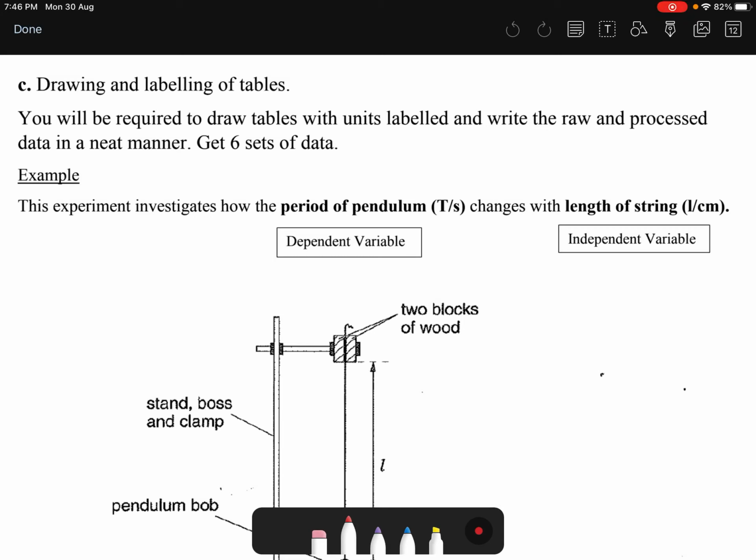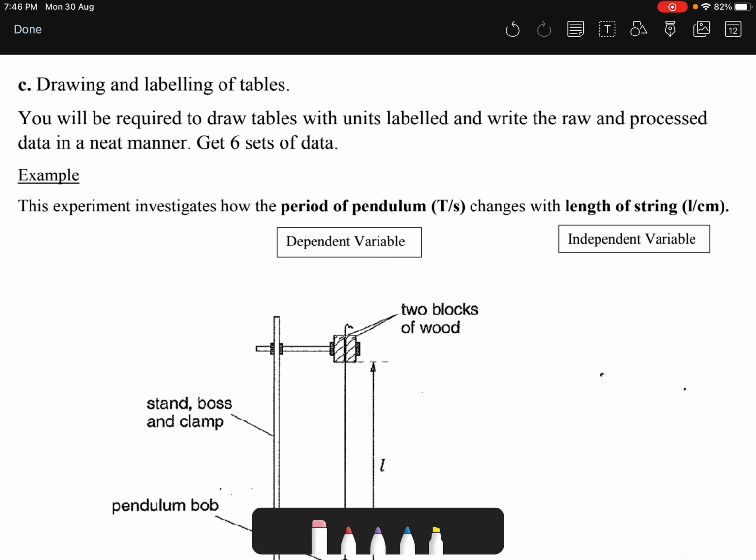Alright, so the third part of this practical component will be drawing and labeling of tables. This one I believe constitutes the most number of marks, around 5 to 6 marks, just by drawing and labeling of your tables. First of all, we are required to get minimally 6 data sets.